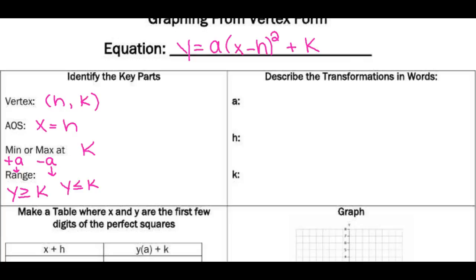The transformations are going to be on your quiz, meaning if you have a problem, I need to know in words what is happening to that graph. Just like I needed to know in words what was happening with your absolute values. So if you have a negative a, then you have reflection.